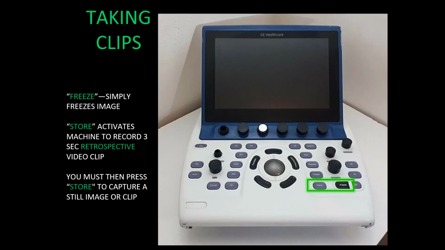Lastly, we'll just talk quickly about taking clips and still images. This is meant to be essentially machine agnostic. Every machine will have a couple of essential elements. The first one will be the freeze button, which simply freezes an image on the screen. The store button activates the machine to record, depending on the setting, retrospective or prospective video clips. In most standard echo machines, it will capture a multiple-second retrospective video clip.